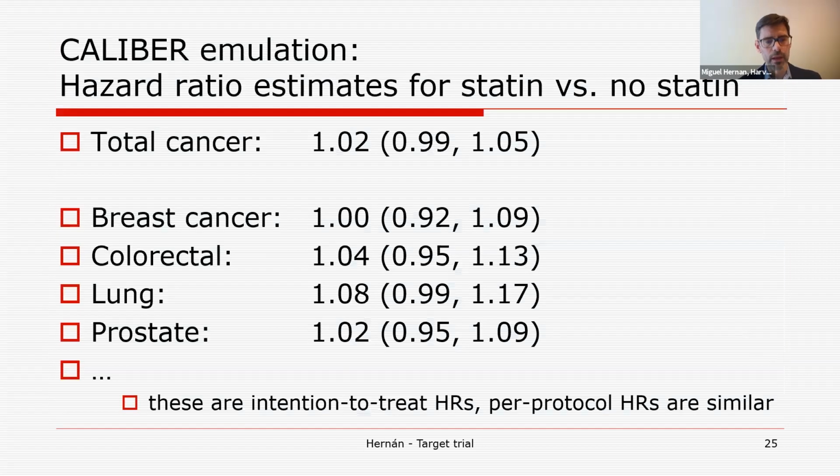So after doing this, and I'm going to show you only the results of the observational analog of an intention to treat analysis, there was nothing. The hazard ratio was 1, essentially, or very close to 1, both for total cancer and for every site-specific cancer that we looked at.